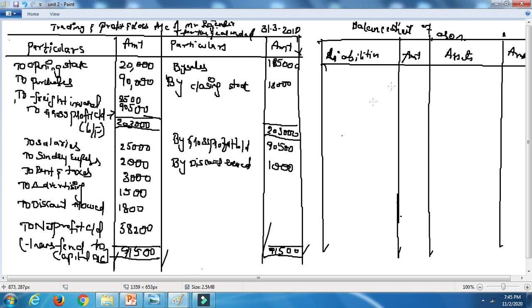Now we need to prepare the balance sheet. The balance sheet I am going to write down over here of Mr. Rajendra as on 31st March 2018. Now we need to take all the items of the balance sheet.